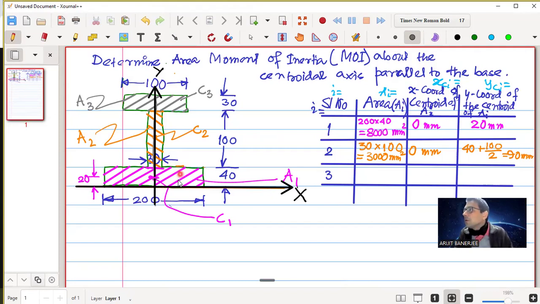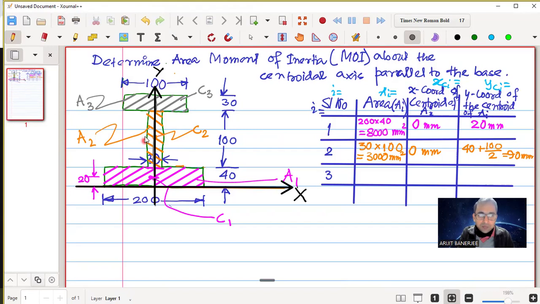Yes, sir. Okay. So you see that this magenta color part area and this orange colored area rectangle. Next, I have identified the orange color rectangle. Now this is not aligned with the x direction, x axis. It is shifted from the x axis by a distance of 40 mm.